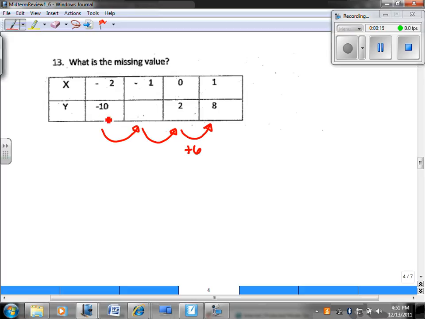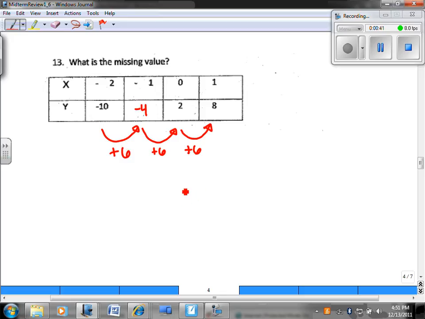So negative 10 plus 6. What is negative 10 plus 6? It's negative 4. Okay, negative 4 plus 6. Does that give us 2? Yes, it does. So this pattern works for all of these. So that means our missing value was negative 4.